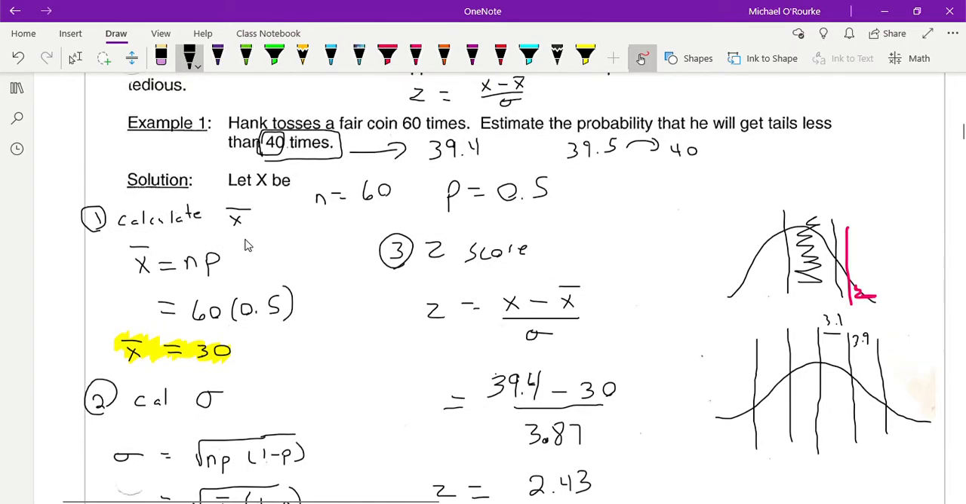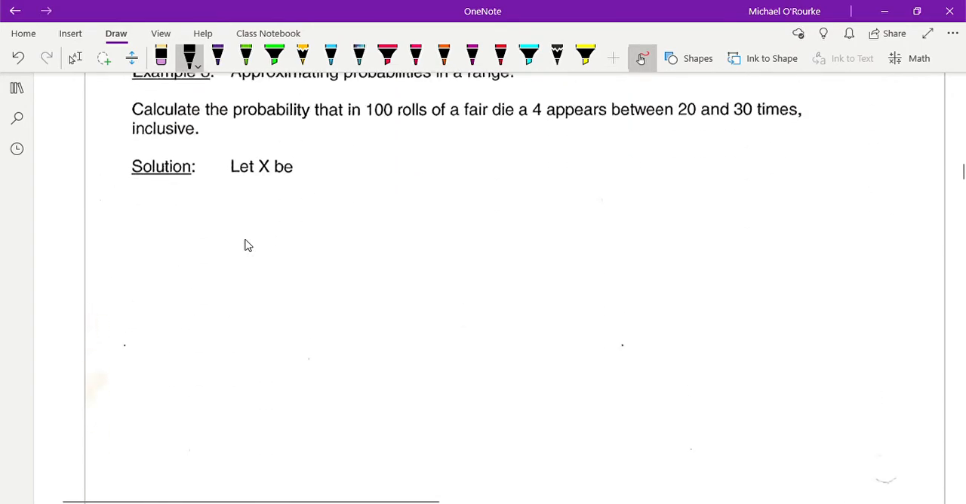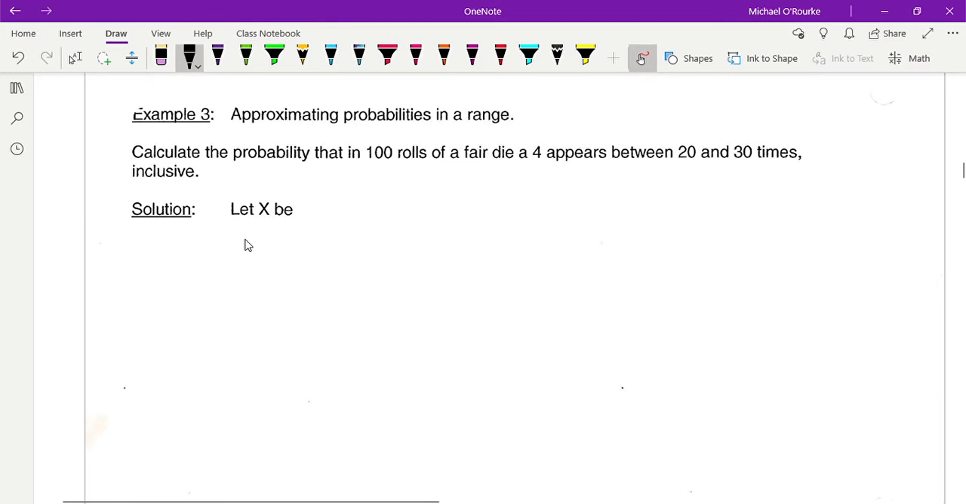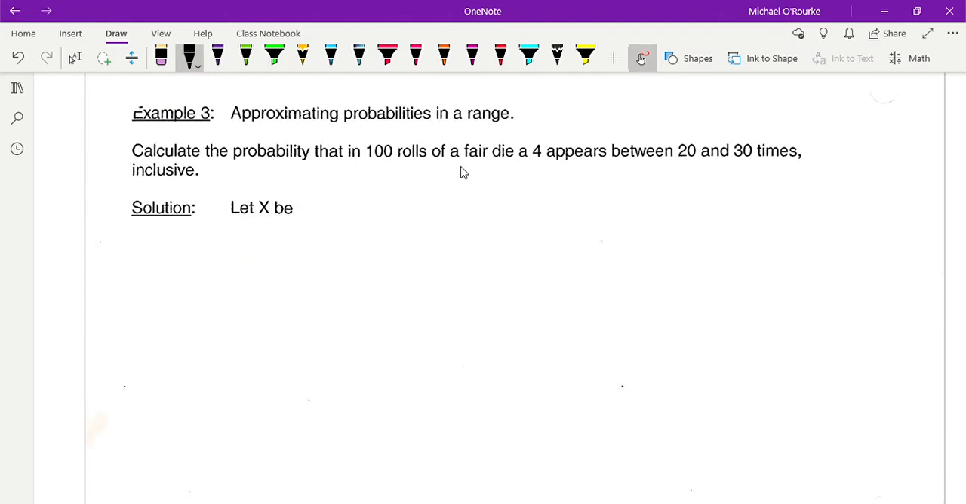If you get a question like this, or, for example, like we're about to do: calculate the probability that in 100 rolls of a fair die, 4 appears 20 to 30 times. That tells you, A, I have a range, and B, it's also binomial. Either it's successfully a 4 or not successfully a 4. So now I know I'm going to try to use my z-score to estimate this range.